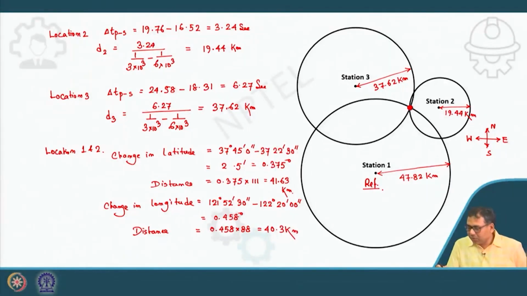So finally your location 2 is 41.63 kilometer towards the north as compared to location 1, and 40.3 kilometer towards the east as compared to location 1. Because location 1 is my reference station, so that is the thing. So that means the vertical distance between point 1 and 2 is 41.63, and the horizontal distance between point 1 and 2 is 40.3 kilometer. So it is towards north and east.